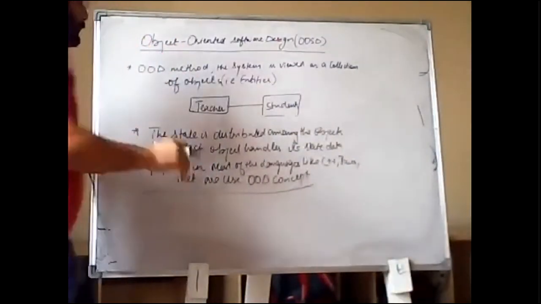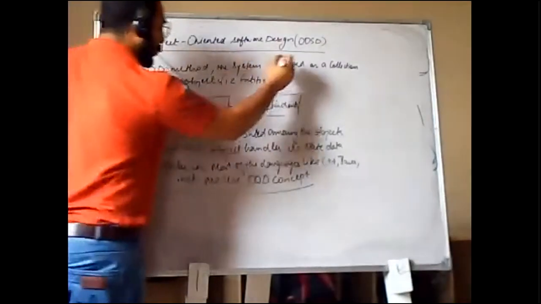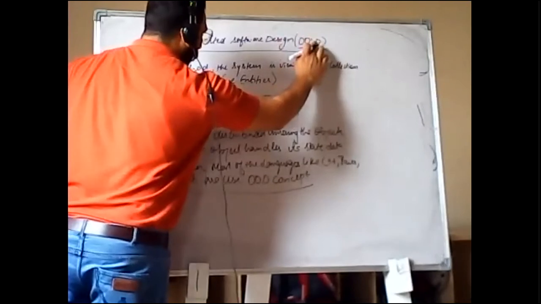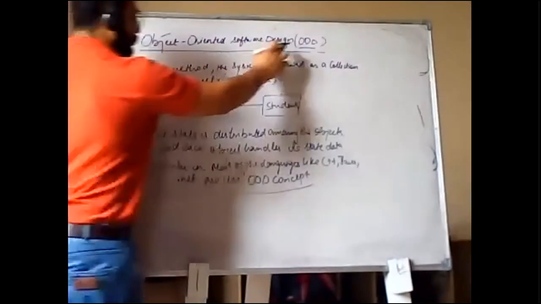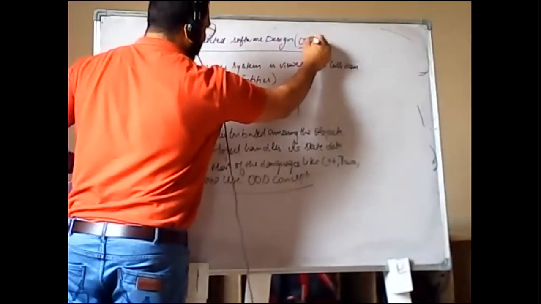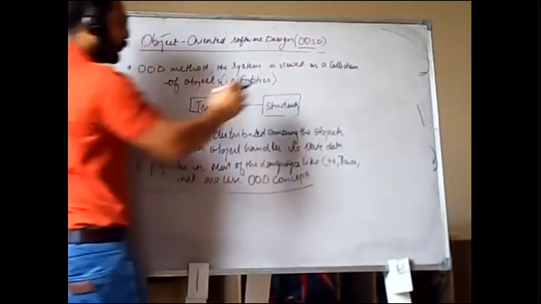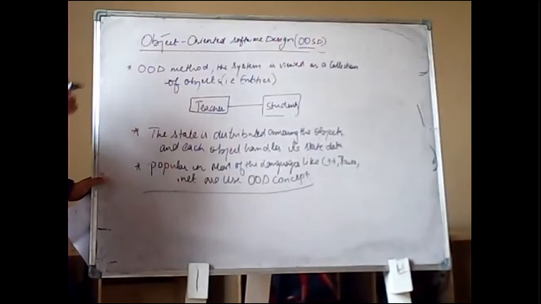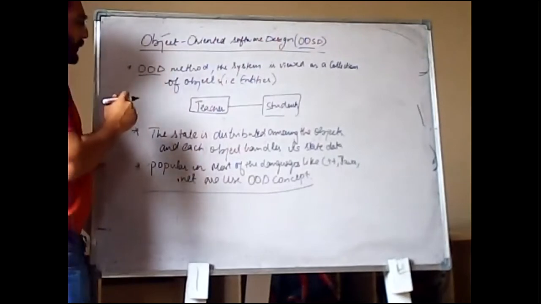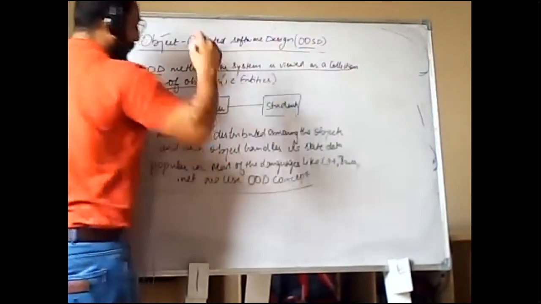First of all, the concept is object oriented software design, also called OOSD or OOD, object oriented design. We are talking about software design. Before writing code, we have to design our product with the concept of OOPS as well. So in the OOD, object oriented design method, the system is viewed as a collection of objects.